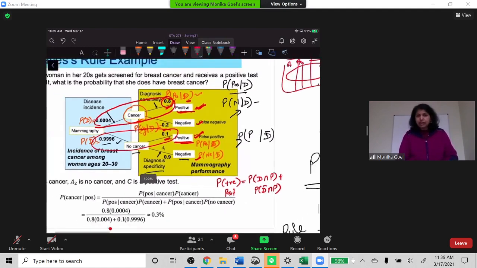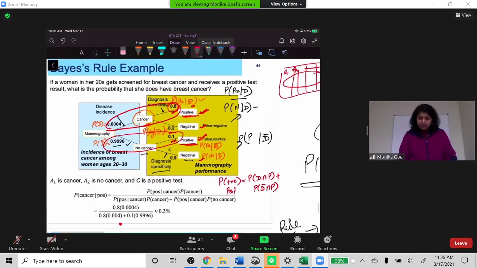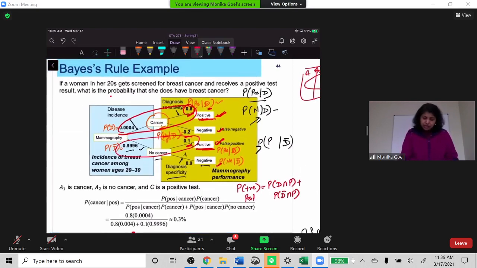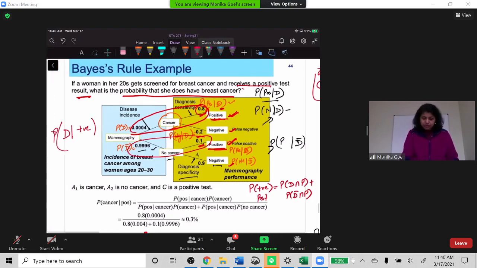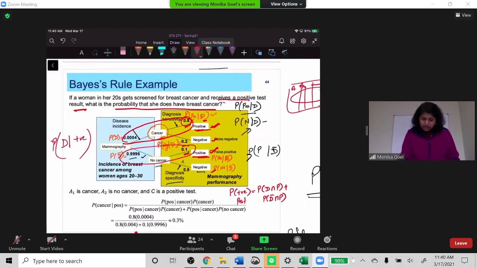So now let's go back to the question and see what our question is asking. It is asking what is the probability that she does have the disease, given she receives a positive test. So given that the test is positive and she has the disease, we are looking for this part. It says that if a woman is screened and receives a positive test, that means given that the test is positive, what is the probability that she does have the disease? So we are looking for this part.